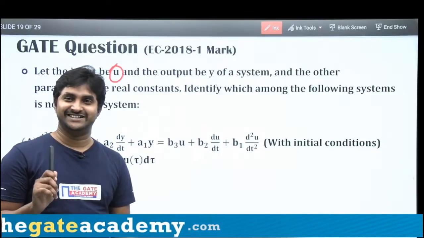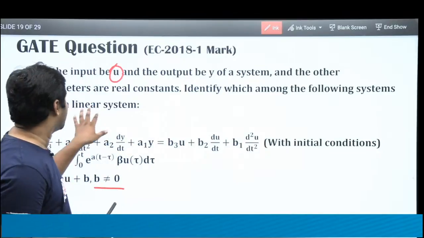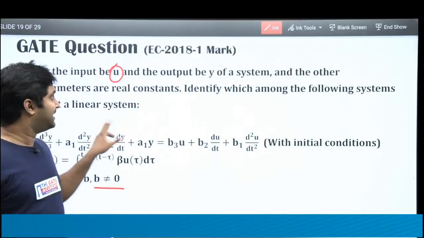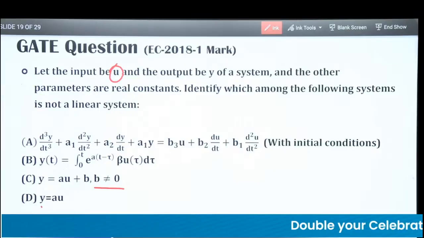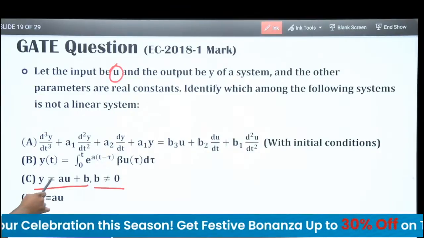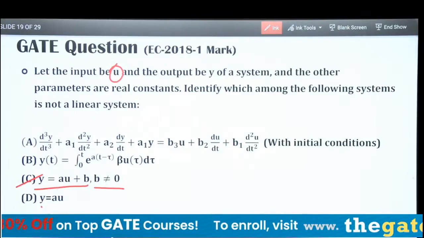Please understand, this is where students make mistakes. They see the word linear and think, I'll solve this. You have to read the question very clearly. The system is about non-linear, okay? And you know that y is equal to au plus b is nothing but a non-linear system. So this has to be tick marked.